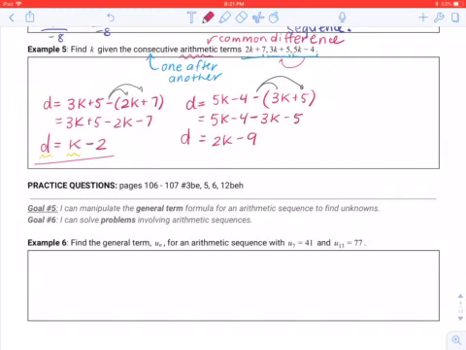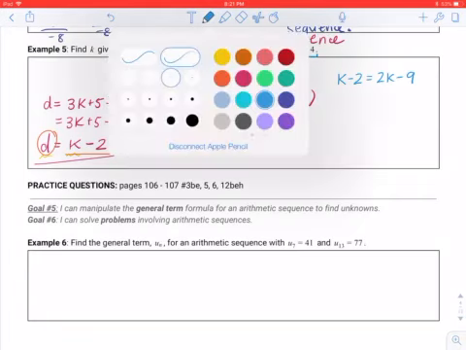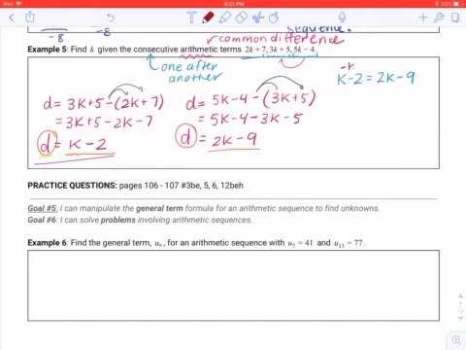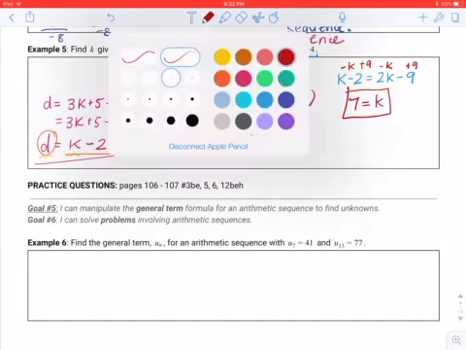So I have two formulas for my common difference, and these common differences are equal to each other, which means that k minus 2 also has to be equal to 2k minus 9. So we're going to set those equal to each other over here. K minus 2 equals 2k minus 9. From there, we can solve for k. So I might choose to subtract k from this side and from this side and add 9 to both sides. Negative 2 plus 9 gives me 7. 2k subtract k gives me k. And I end up with k equals 7.